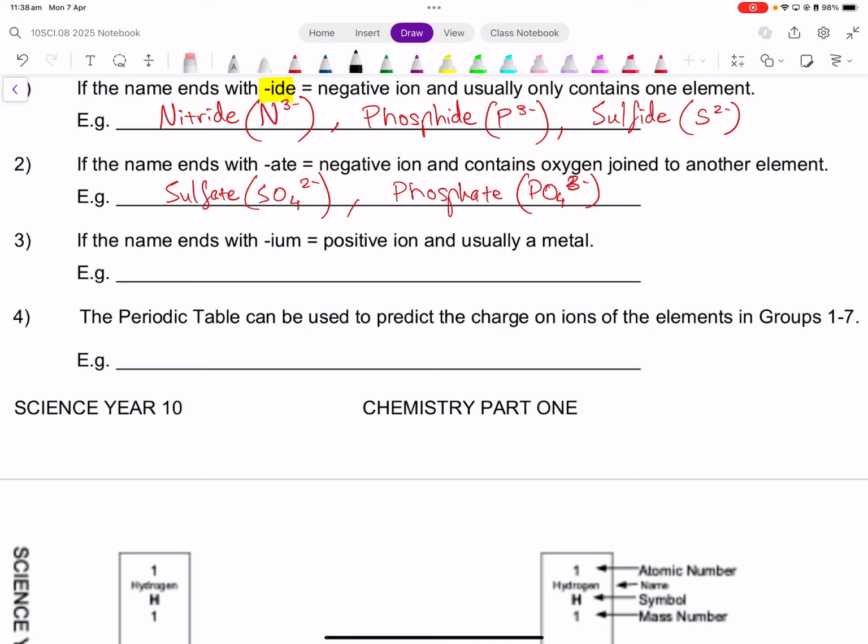If the name ends with ium, it's going to be a positive ion, and generally speaking, our positive ions are metals. Can you go find me a few iums in your ion table and fill them in here? If you find one, do you want to shout it out? And I'll fill it into mine as well. Sodium. Love it. Lithium. Calcium.